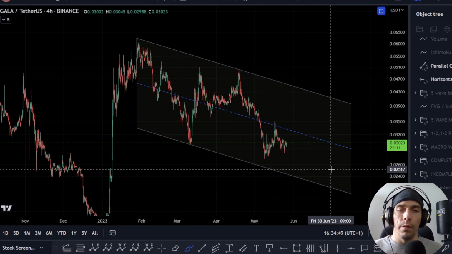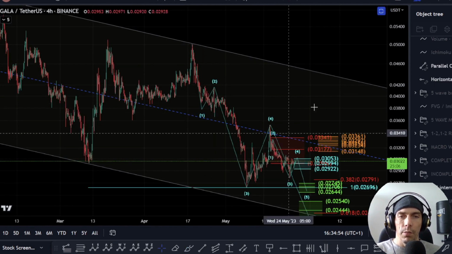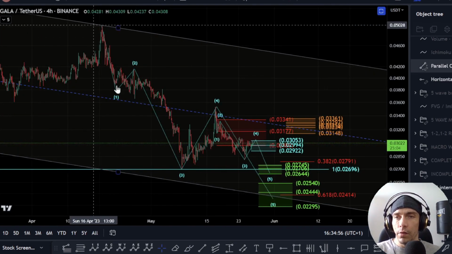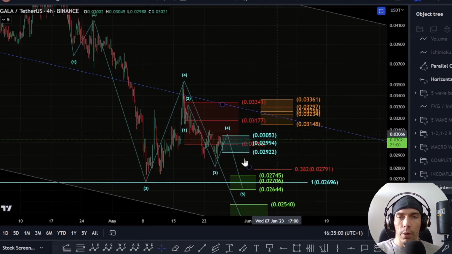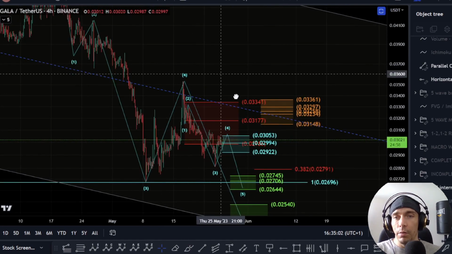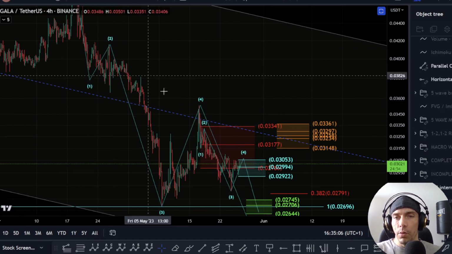to this 0.2539 region. Now if we are talking about this internal structure here, what we want to see is something like this. I'm treating this as a 1, 2, 3, 4 and looking for the possibility of a 5th wave to the downside. Now this did come up higher than we typically like to see for a 4th wave, but because this wave 2 is very shallow, I am still looking at it in this way.